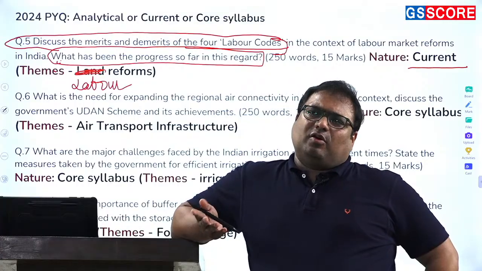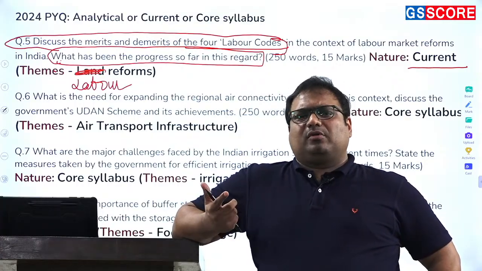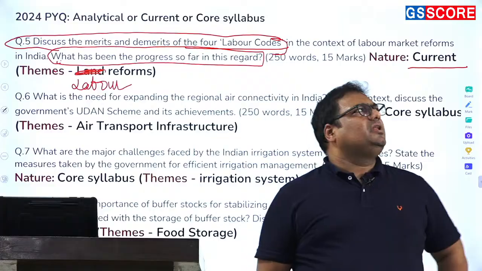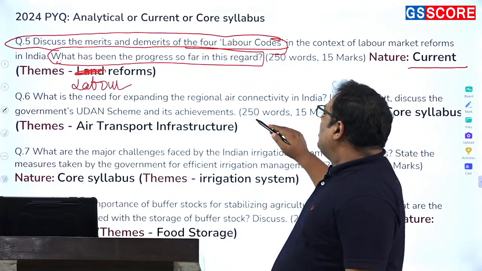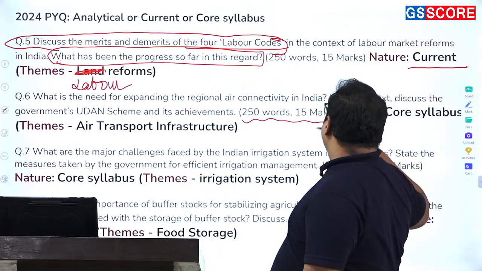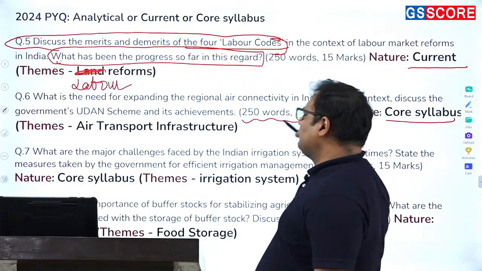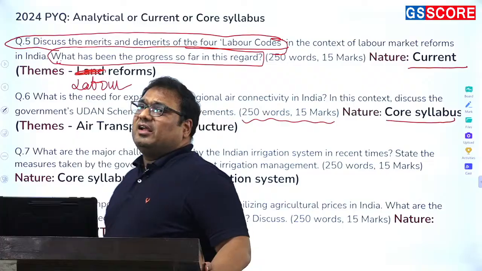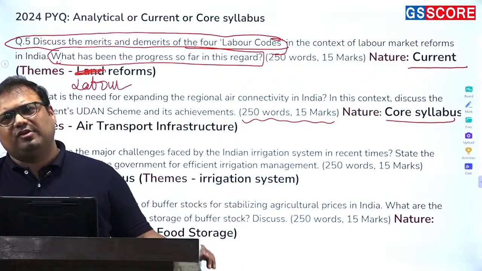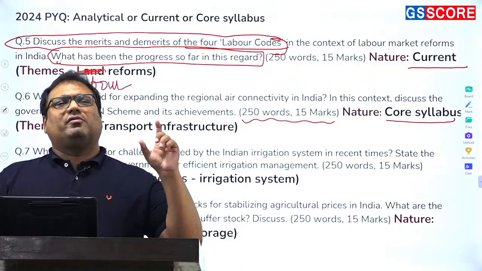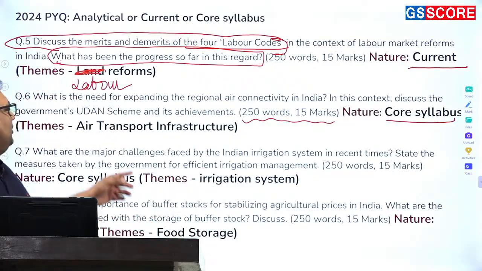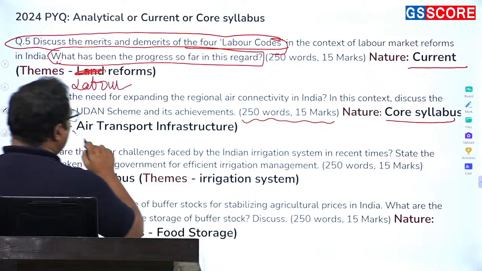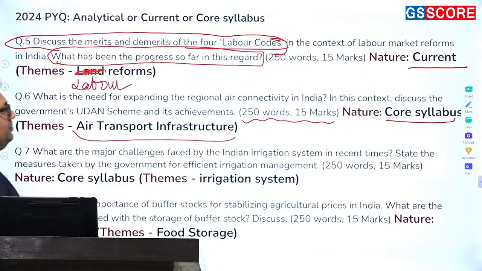And if we are talking about in news, then many such topics remain in news, and there's nothing as such in news about it. So it was a general question from your syllabus. It will be a core syllabus topic, because in your syllabus, in the infrastructure area, transport is a major area, where you have road transport, railway transport, air transport. So this is a question from your air transport infrastructure.